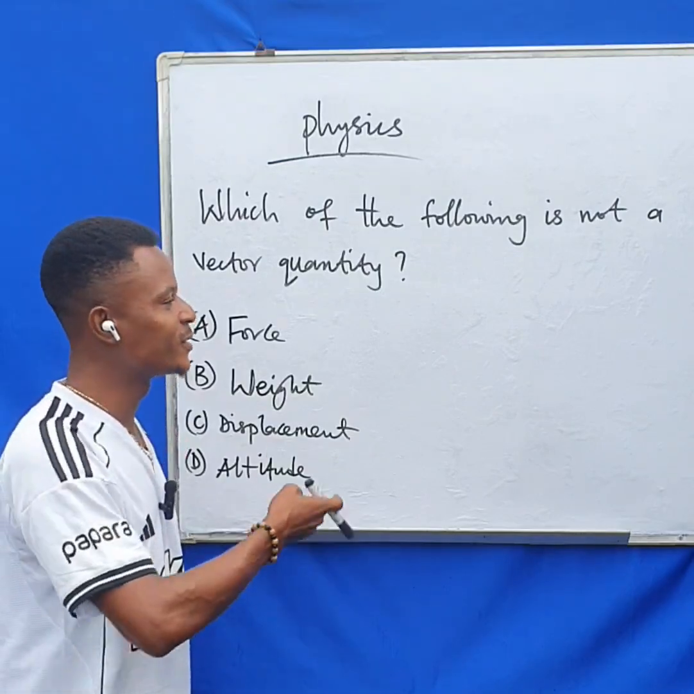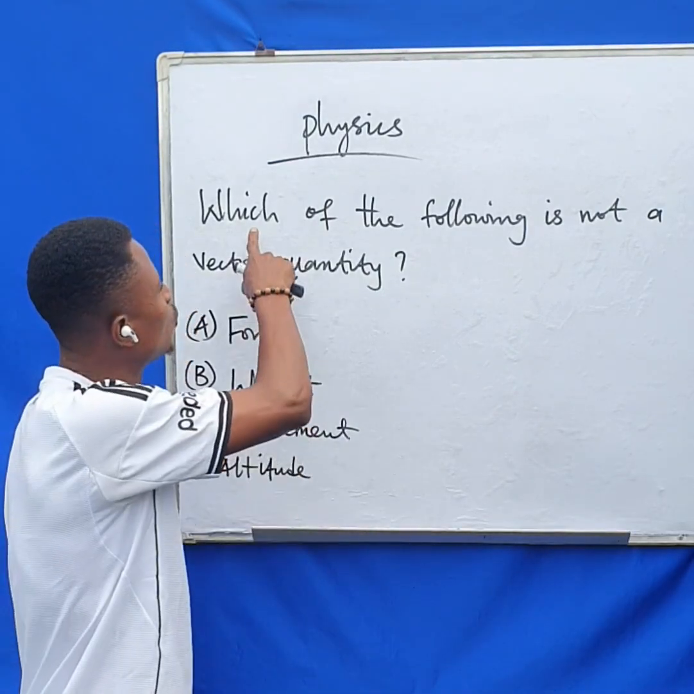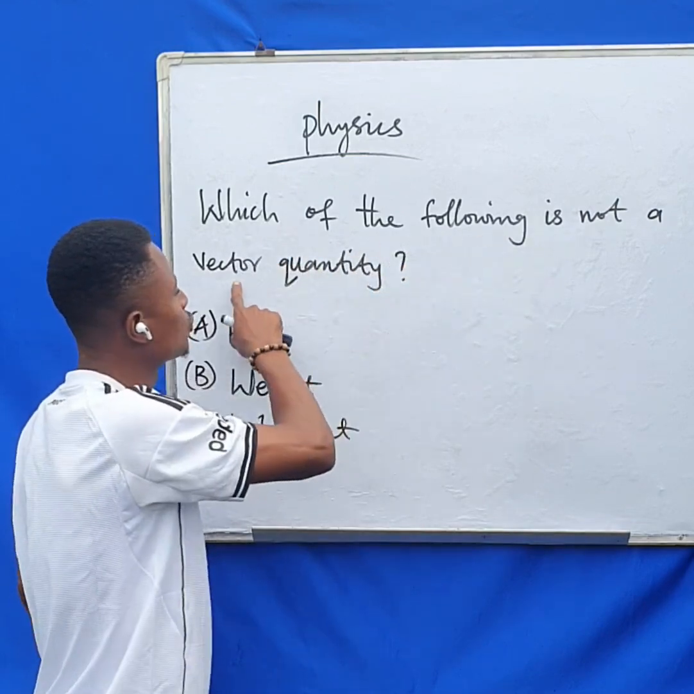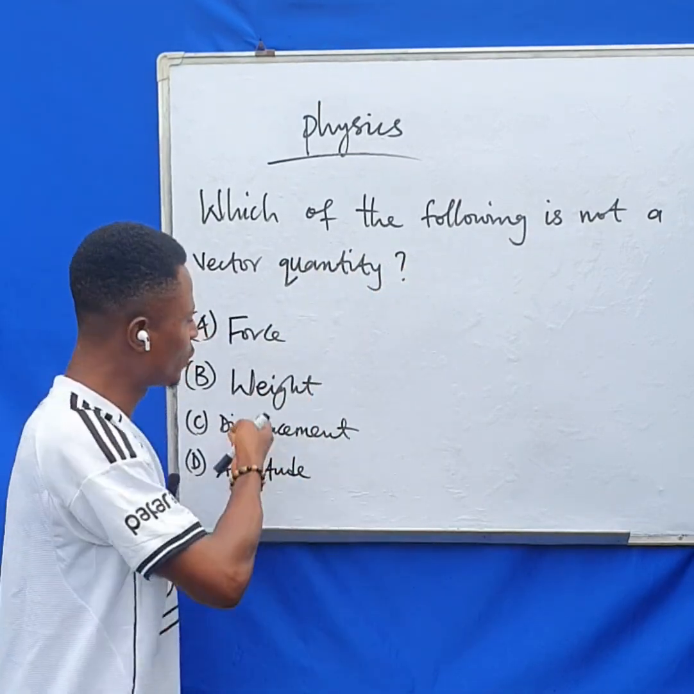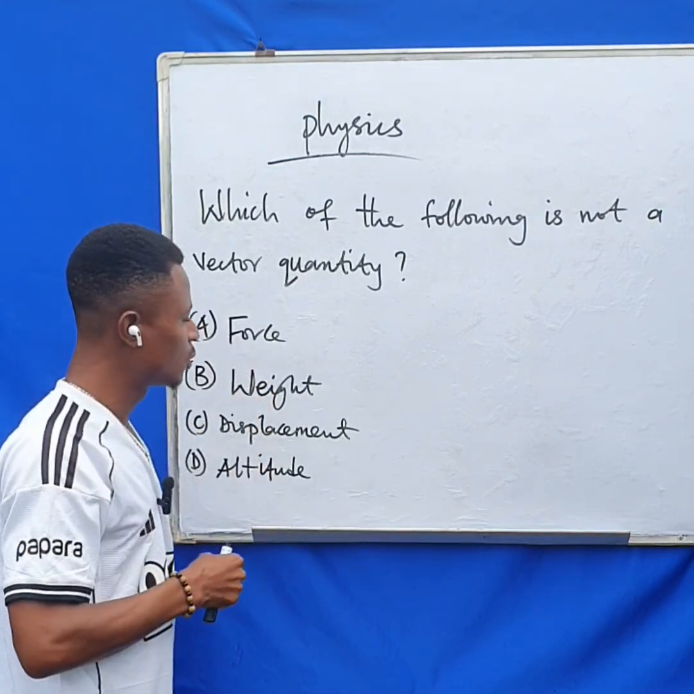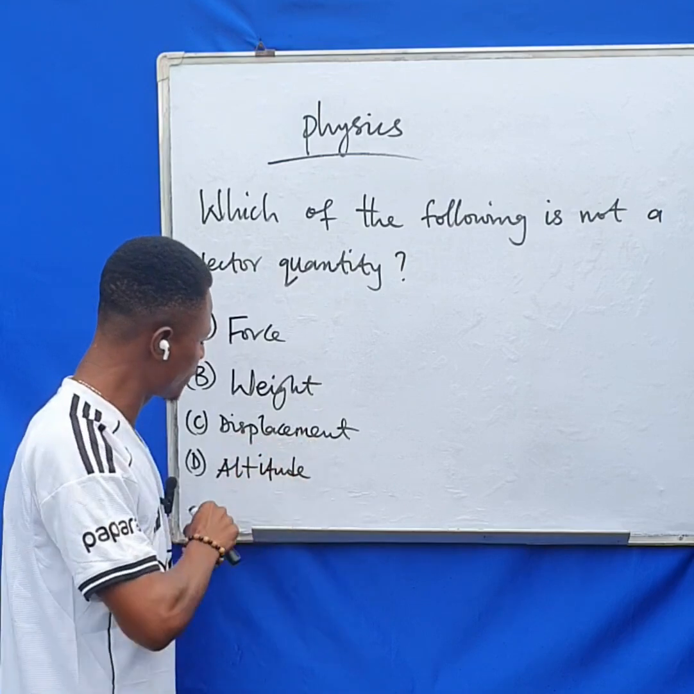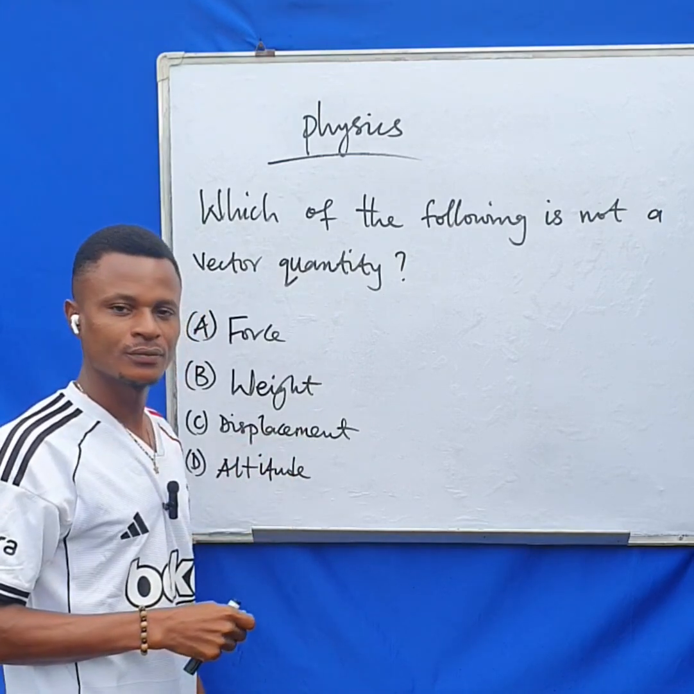Let me show you how to answer this kind of physics question on the board. The question says, which of the following is not a vector quantity? And we are given four options here. Option A, force. Option B, weight. Option C, displacement. And option D, altitude.